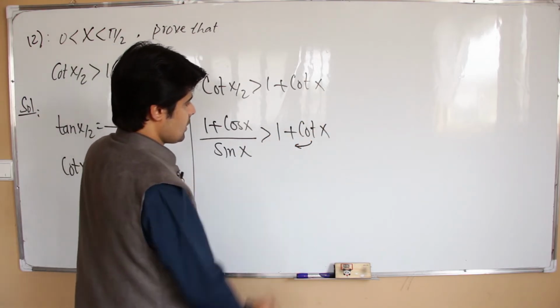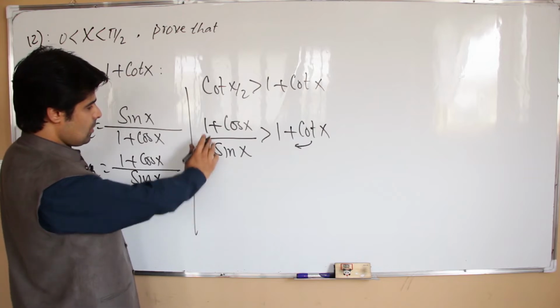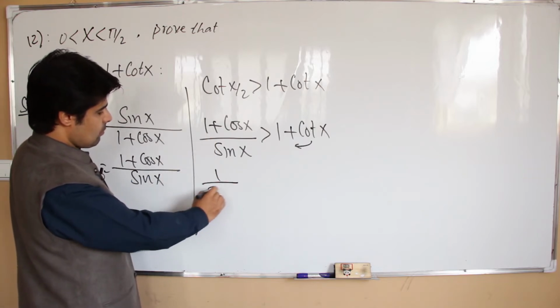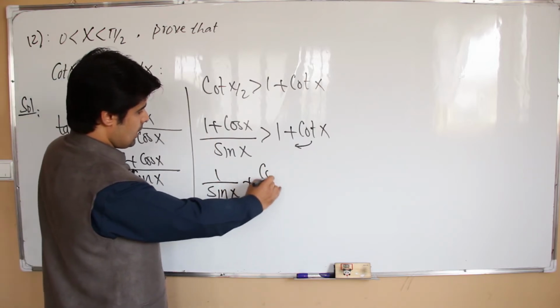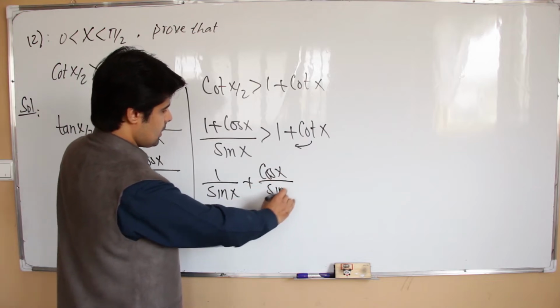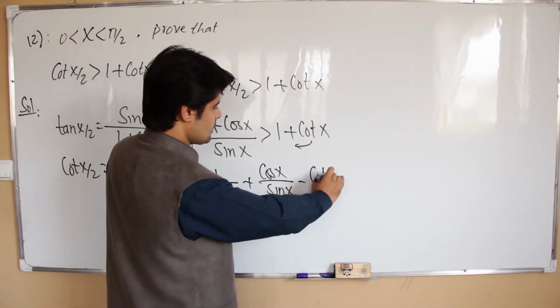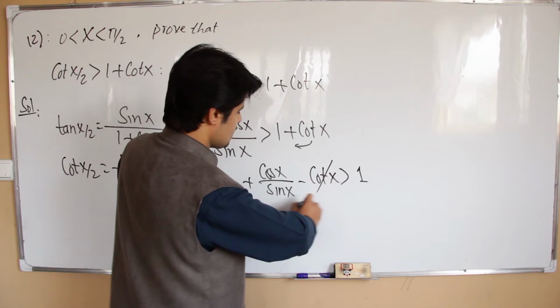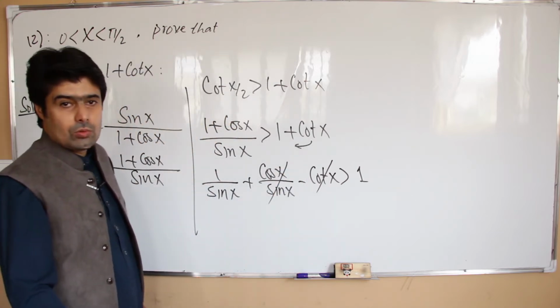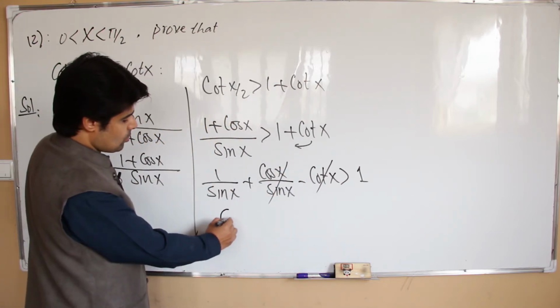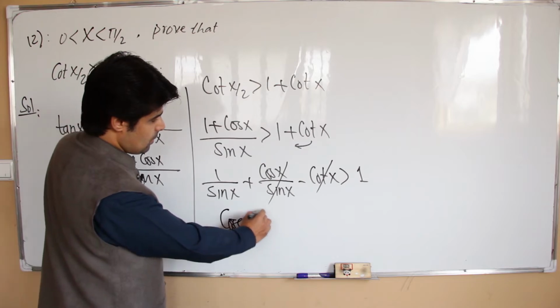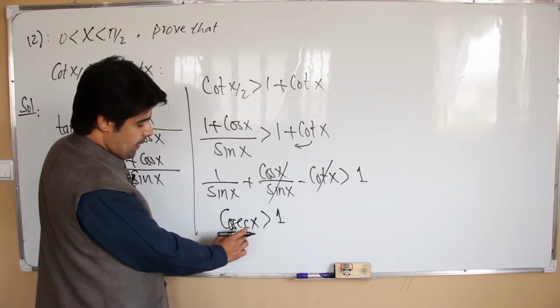Now put cotangent x in the left side. You will have also, can I write this one? 1 by sine x plus cosine x by sine x. Yes, we can do. Minus cotangent of x greater than 1. This is cancelled. Cosine by sine is also cotangent. Now 1 by sine is cosec. Cosec of x is greater than 1.